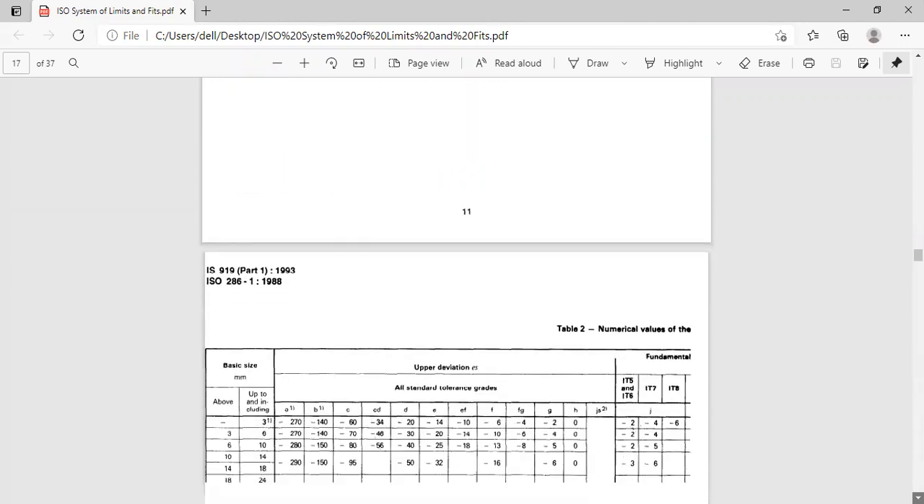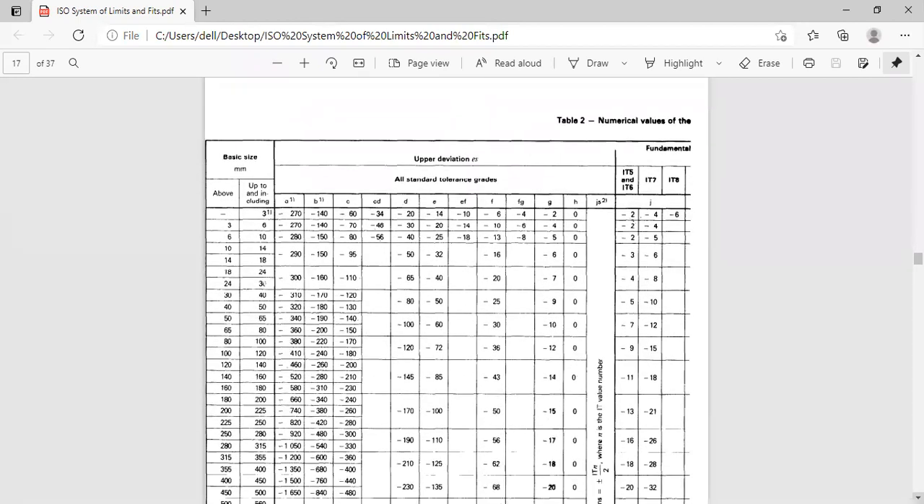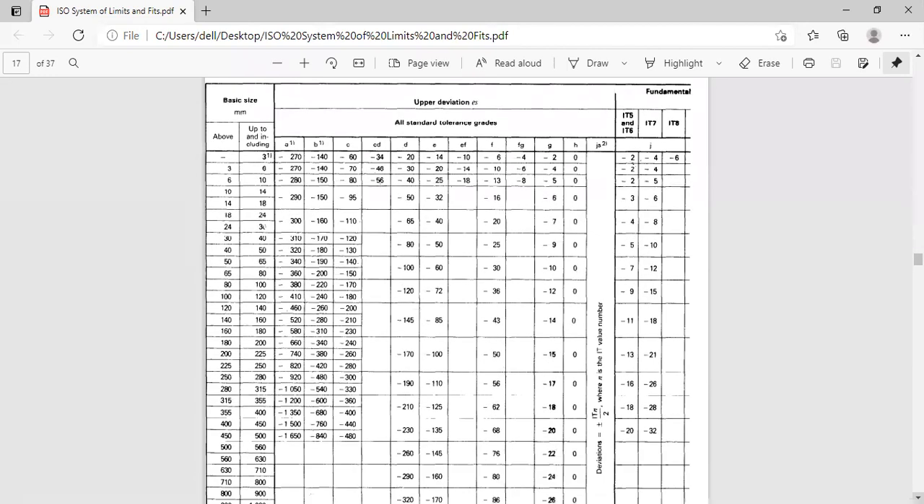So this is another table which you have to follow as far as the numerical values are concerned, same as for the shafts: the upper deviation, according to the alphabet that is given, and try to know the step size. What step size do you have to follow? Suppose I want to have 25. It is lying between 18 and 30, so I have to take D minimum as 18 and D maximum as 30.